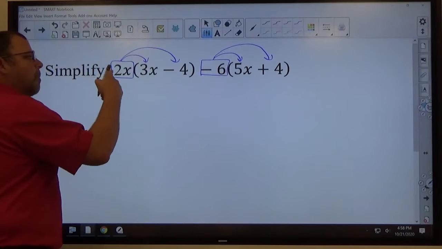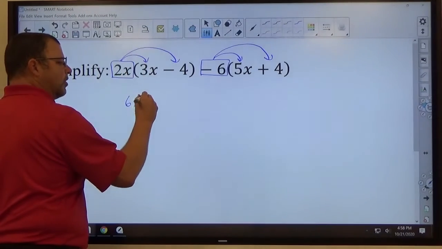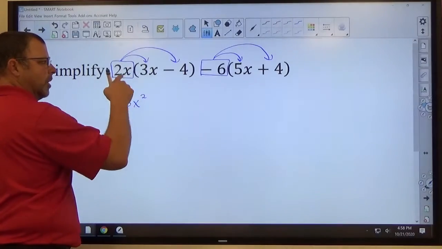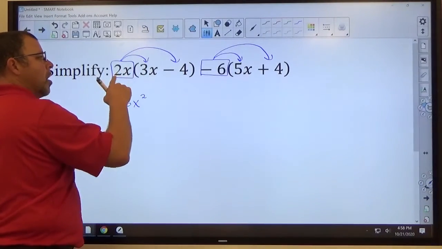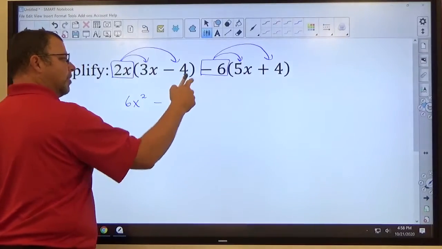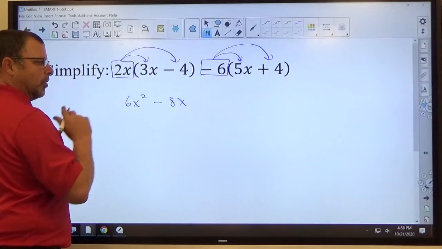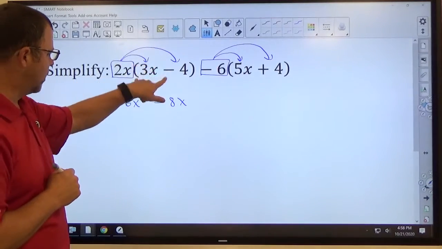So positive 2x times positive 3x makes positive 6x squared because the signs are the same. 2 times 3 is 6, x and x make x squared. Positive 2x times negative 4 makes negative 8x. Because the signs are different, we get a negative answer. As we distribute, the parentheses disappear. So 2x times both of those creates these two.